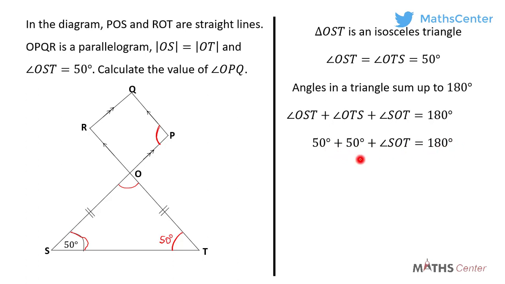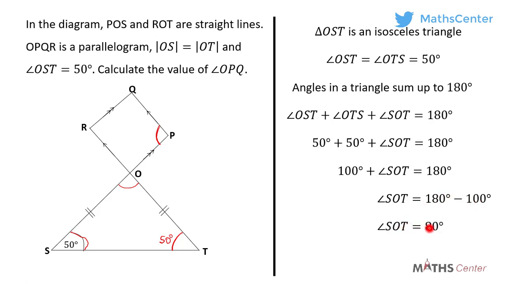50 degrees plus 50 degrees will give us 100 degrees. So you have 100 degrees plus angle SOT to give us 180 degrees. Angle SOT will be equal to 180 degrees minus 100 degrees, and this will give us 80 degrees. So it means that the angle SOT, which is the angle formed here, is 80 degrees. Remember, we are looking for the angle OPQ.